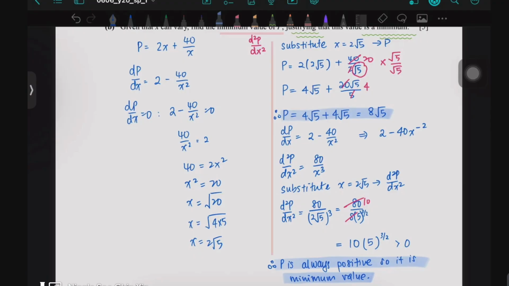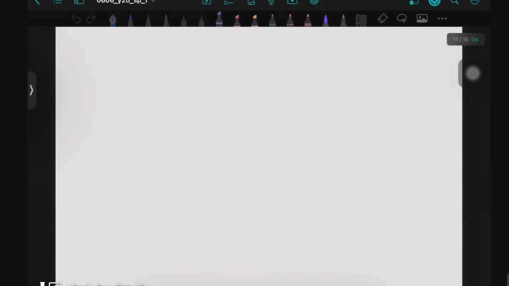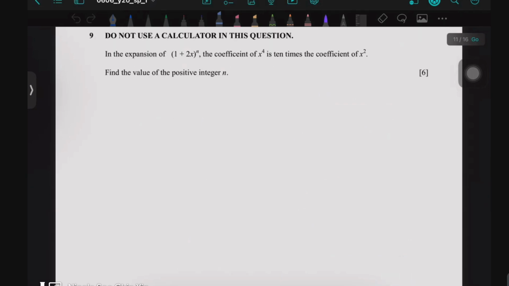Not yet. Okay, question 8 is not in your mock temporarily. Okay, we look at the next one. Question 9. Hang on, I'll charge my laptop.